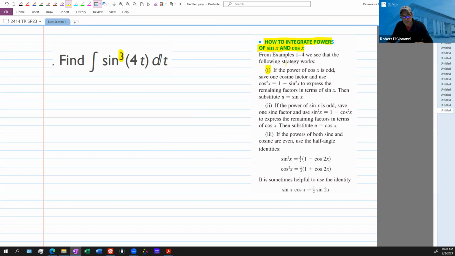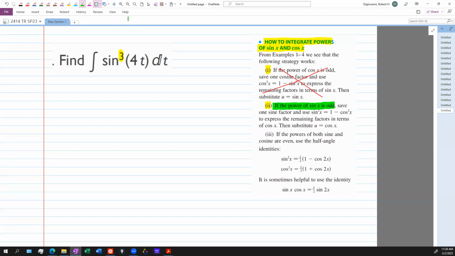First step: if the power of cosine is odd, well, we don't even have a cosine here, do we? No. So I'm not even going to do that. Second step: if the power of sine is odd, is that what we have? Yeah, we have an odd power of sine. So the first step, if we have an odd power of sine, is to do this.